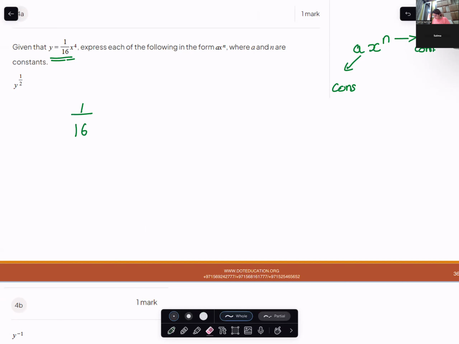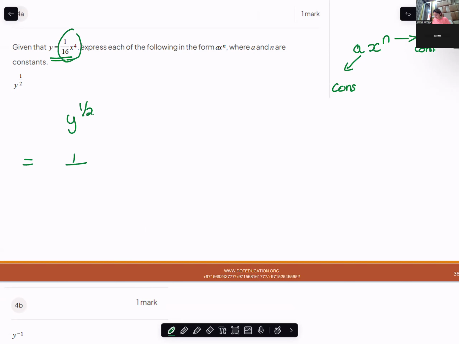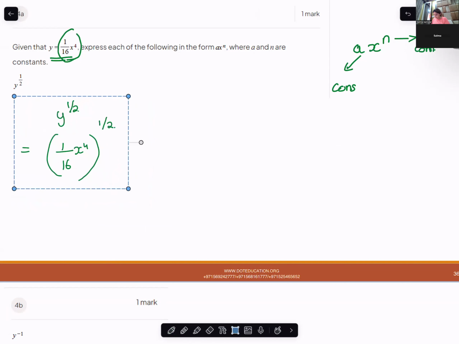Okay, I've been given the question also. y is equal to half. In place of y, I will replace 1 by 16x^4, then I will put it raised to half. And I have to find what? I have to express it in the form of ax raised to n. Think how would you do it?